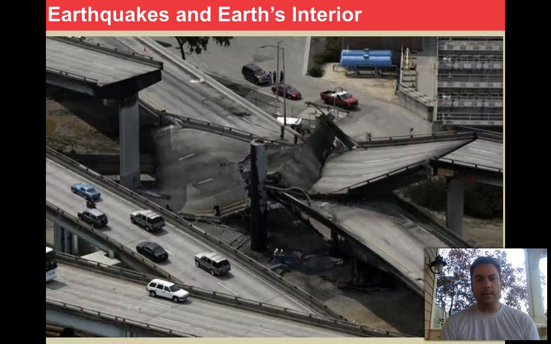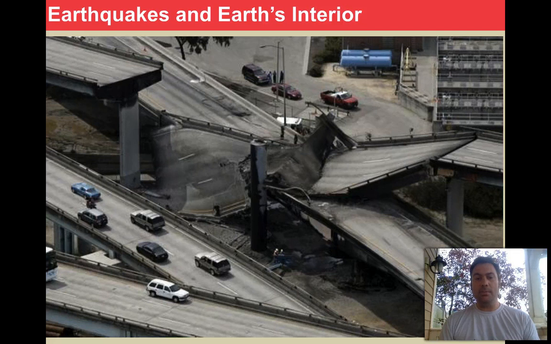Hey guys, welcome back. Today we're going to be talking about earthquakes and Earth's interior. We're going to be talking about the structure of earthquakes and how they move through the Earth, and of course that gives us information about what's inside of the Earth. It's almost like giving the Earth a giant sonogram, the same way that we would look at babies in the womb, for example. So with that said, let's go ahead and dive right in and start learning about earthquakes.